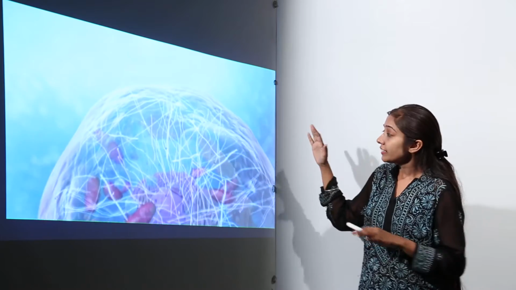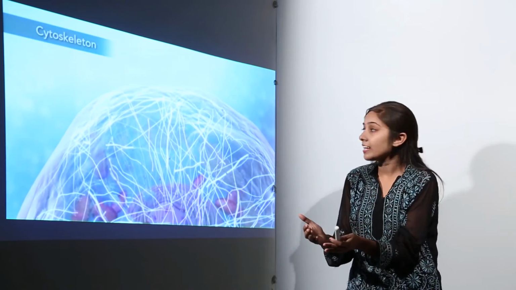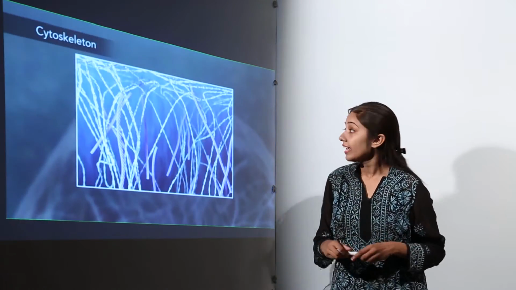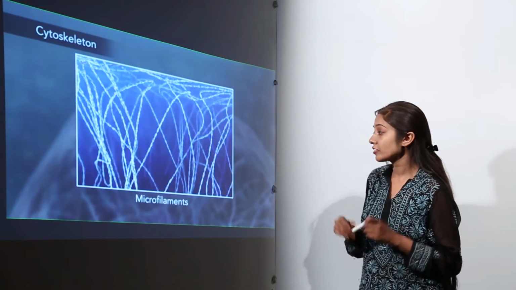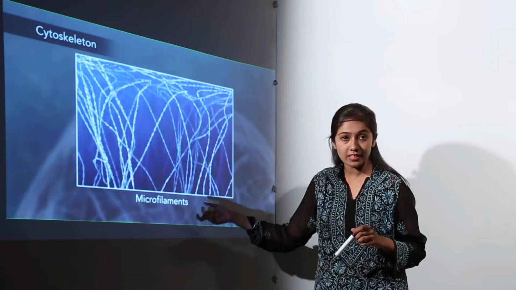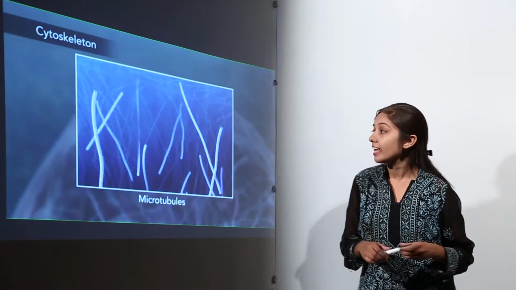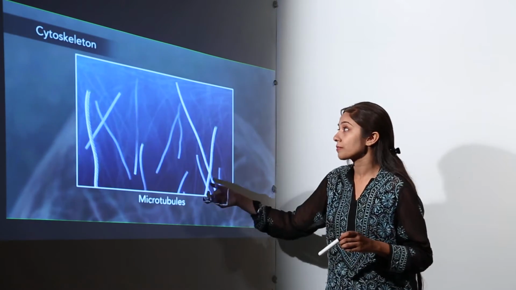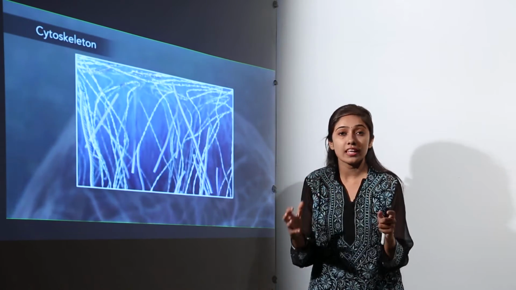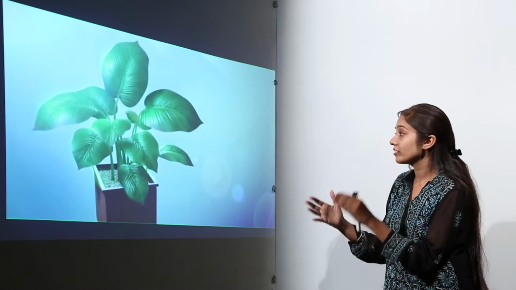The shape of the cell is maintained by the cytoskeleton. In the cytoskeleton we have structures called microfilaments, which are formed of proteins, and we also have microtubules. These form the cytoskeleton, which maintains the shape of the cell.